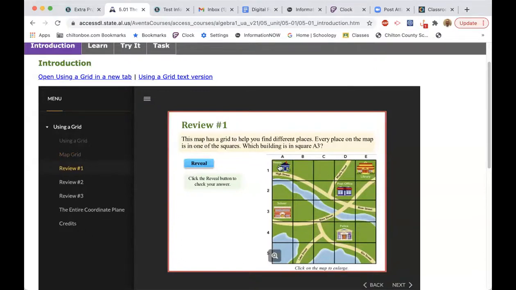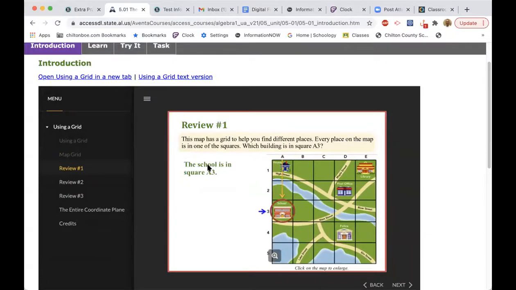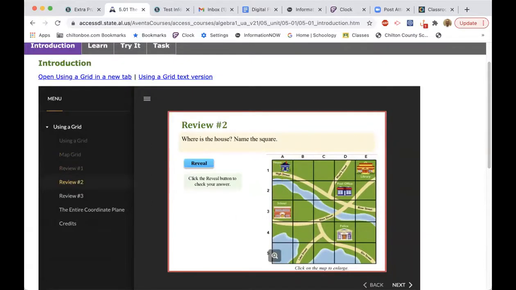So this says, which building is in square A3? A3 would be right here. That is the school. Where's the house named the square? The house is right here. That would be A1. Which buildings are in column D? I see a post office, and I see a police station in column D.